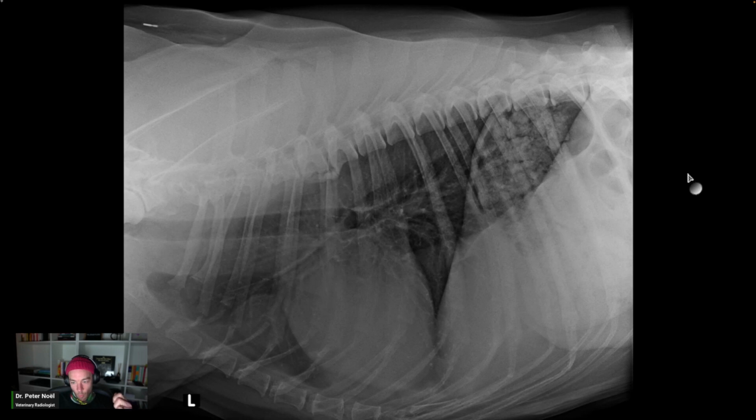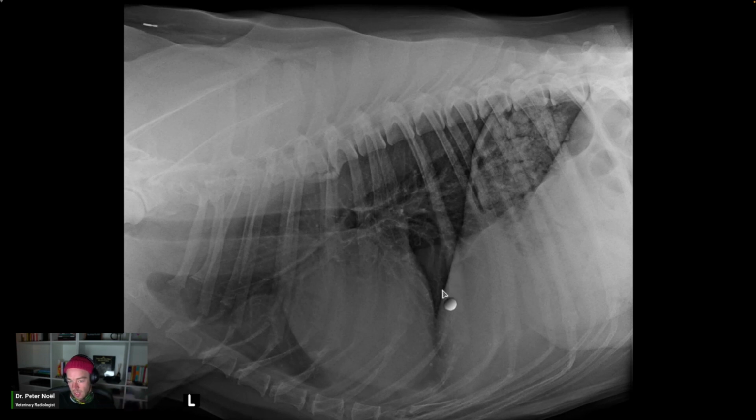So one of the things, don't forget, is you can put barium. If you feel a palpable mass, put barium on the patient, take orthogonal views, a VD and a lateral view, or a DV and a lateral view. That can sort of help you in hospital determine if something's extrathoracic. But yeah, so there's a soft tissue opaque structure in the cranioventral thorax.